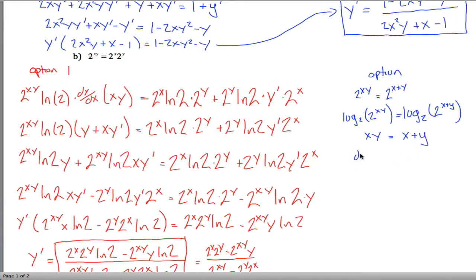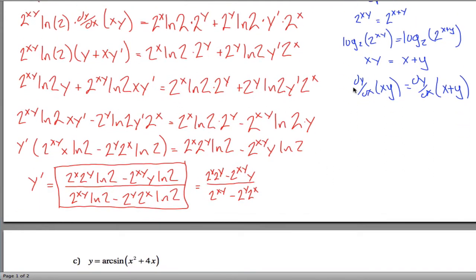So now I can take the derivative of both sides, and it'll be quite a bit easier than the derivative I did before. Take the derivative of both sides, solve for y prime, and we're good. So what I was getting at over here is just sometimes you do a little bit of algebra first, you can save yourself a lot of work in calculus.